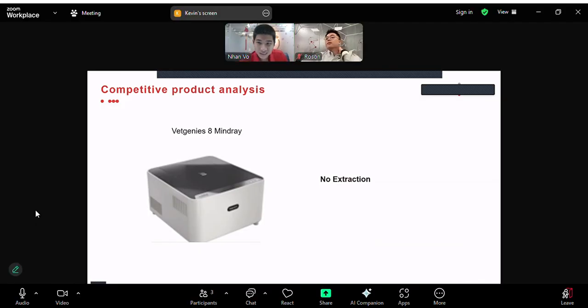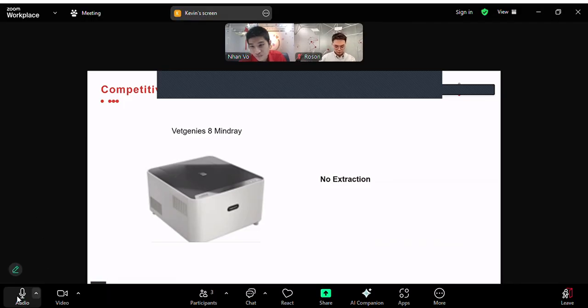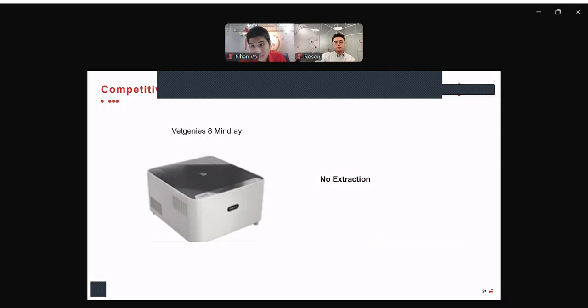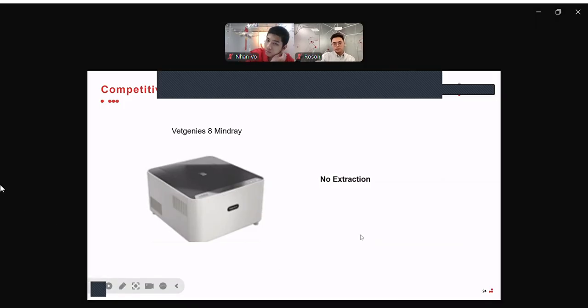You don't have it, right? This machine is using a non-extraction method. So just like we said before, many impurities might influence the testing results.